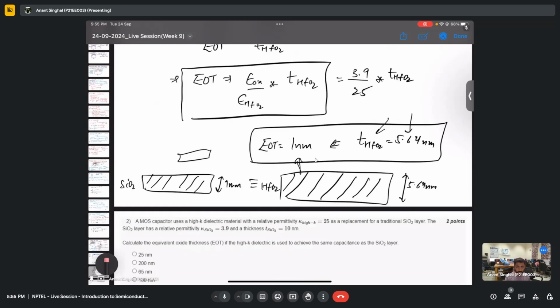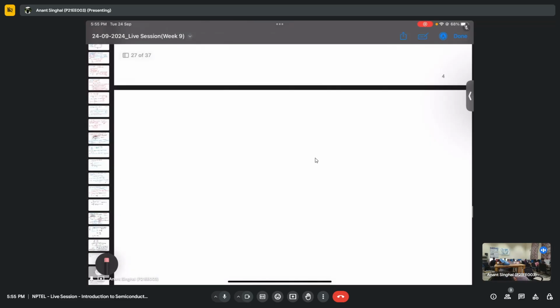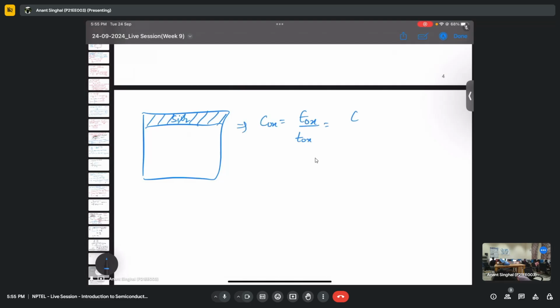So can you explain once again, please? Okay, sure. Let me explain in a very simple way. Let's say I have a MOSCAP, basically, not MOSFET, and I'm using SiO2. I'm calculating the oxide capacitance, which is nothing but epsilon ox by Tox, and I'm calling this Tox the effective oxide thickness. And this epsilon ox has a certain value, 3.9.